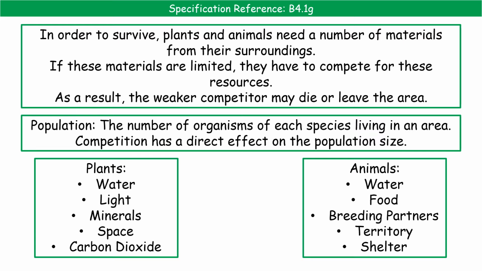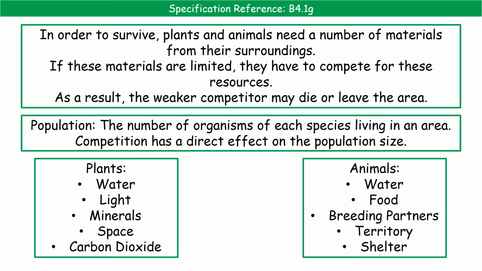As far as animals are concerned, they need water, food, breeding partners so they can mate, territory and somewhere to shelter as well. Now, what we find is that as far as our plants and animals go, there's not always vast quantities of these things. Sometimes those materials are limited. In those situations, the organisms present have to compete for those resources. And what we find then is as the result of this competition, the weaker one is either going to have to leave the area or it will die because it'll be outcompeted for that resource.